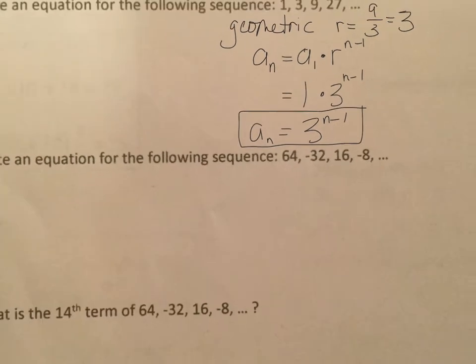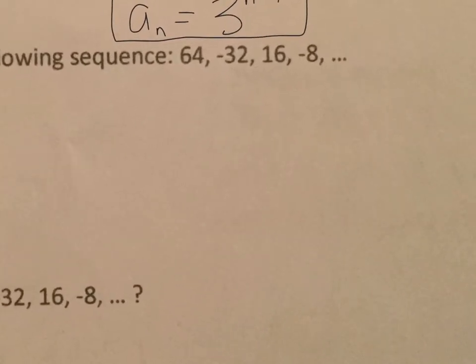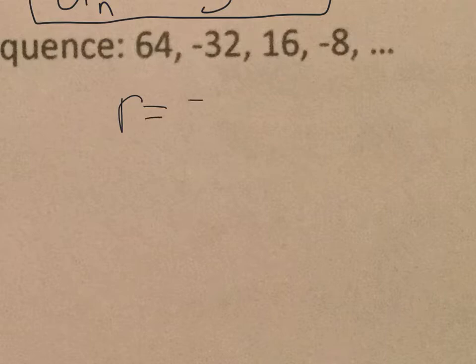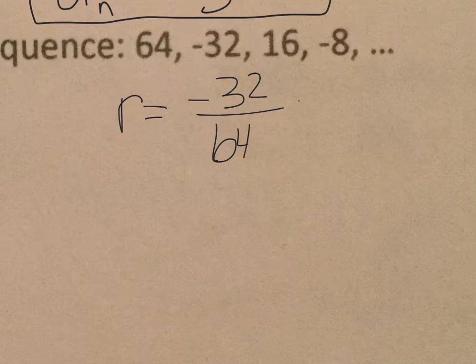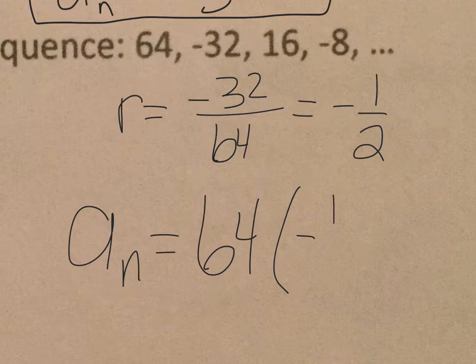So down here in this next one, we also want to write an equation. But here we have 64 to 32 to 16 to negative 8. So it goes from positive to negative. So this one's also going to be geometric. And we take the second term and divide it by the first term, which gives us a ratio of negative 1/2. So once again, the equation is always the first term times the ratio, negative 1/2, to the n minus first power.